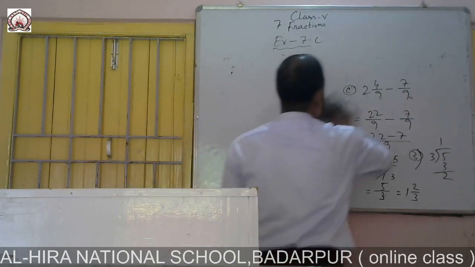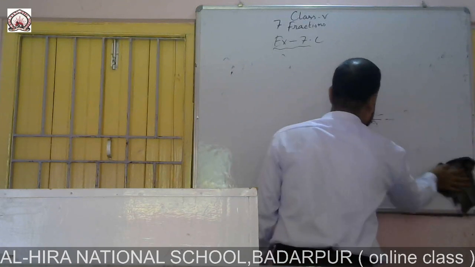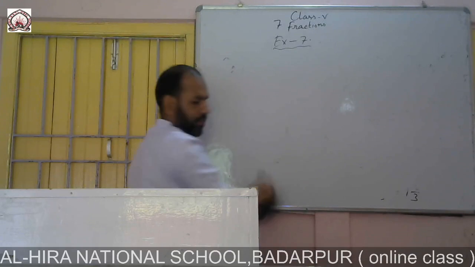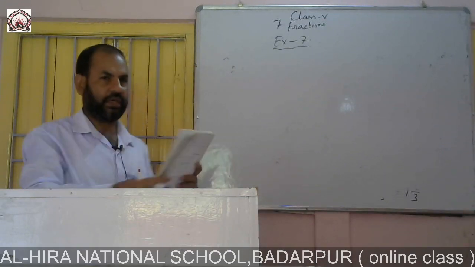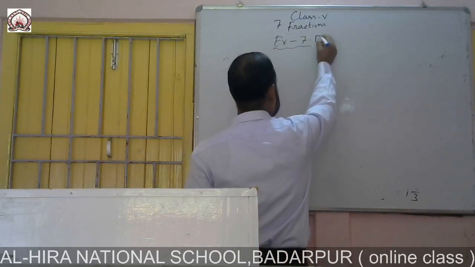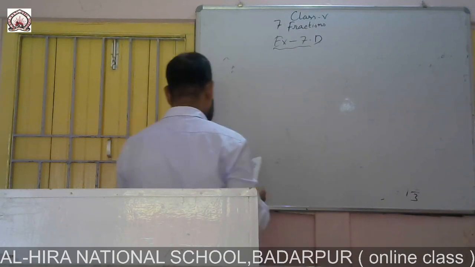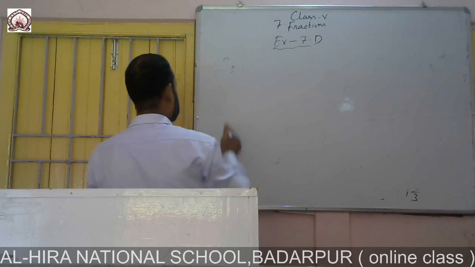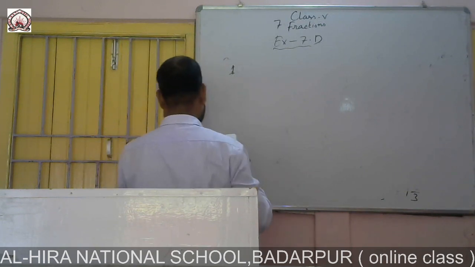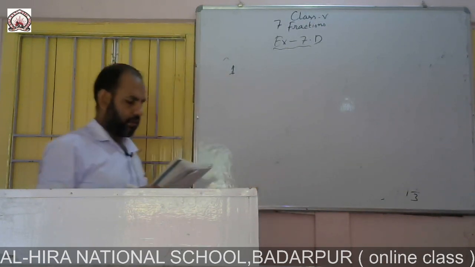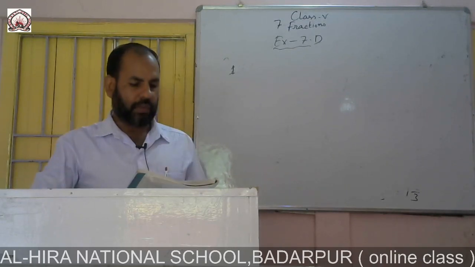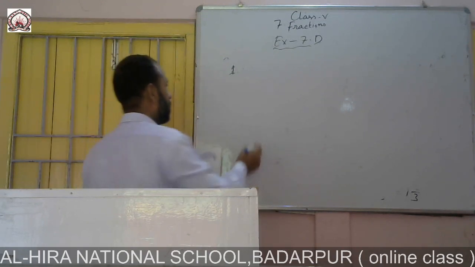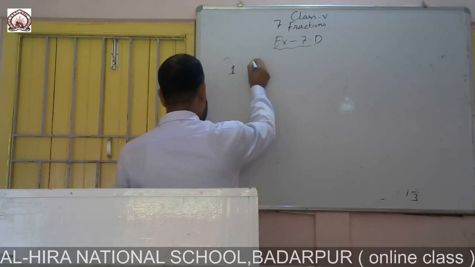Next, we solve some examples from exercise 7D. Exercise 7D. Question number 1. Convert. Question number 1, C book. Convert into like fractions and add. So question number 1B.